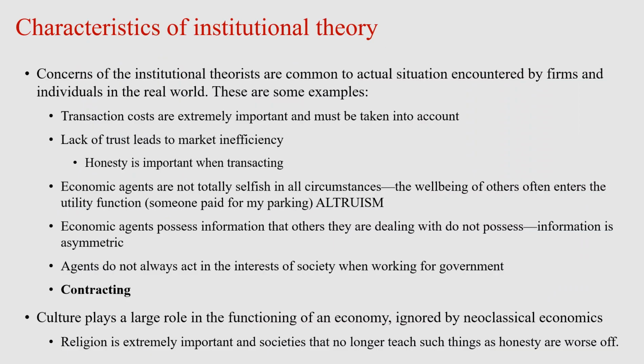We will first look at some of the characteristics of institutional theory. The concerns of the institutional theorists are common to the actual situations encountered by firms and individuals in the real world. Consider some of these examples. Transaction costs are extremely important and must be taken into account. In fact, that was basically the thrust of what Ronald Coase, the Nobel Prize winner, had pointed out. Lack of trust leads to market inefficiency. Honesty is important when transacting.